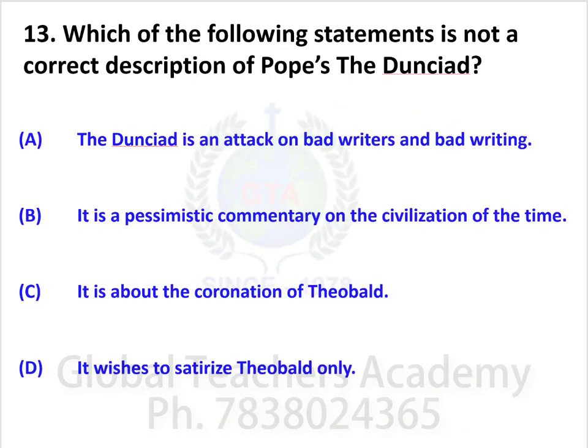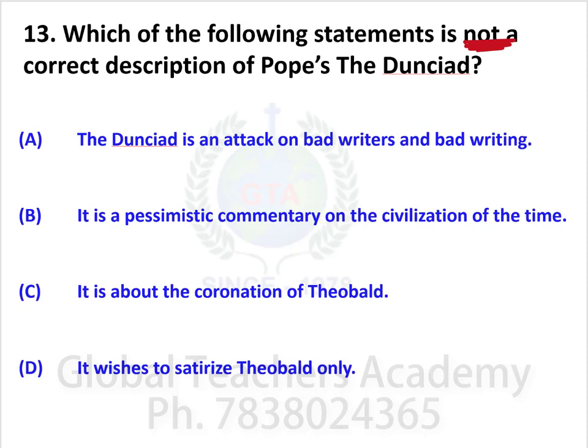Moving on. Which of the following statements is not a correct description? Always telling you how important the word not is, because the question paper always confuses you with these, and with too many questions you tend to forget. So which of the following is not a correct description of Pope's The Dunciad? A, the Dunciad is an attack on bad writers and bad writing? B, it is a pessimistic commentary on the civilization of the time? D, is it about the coronation of Theobald?